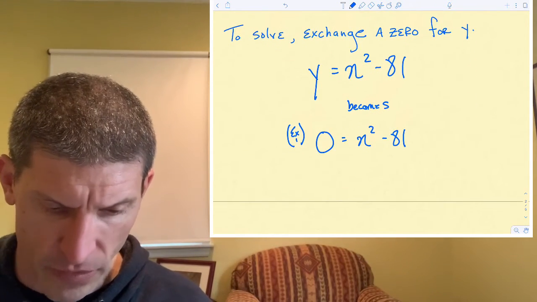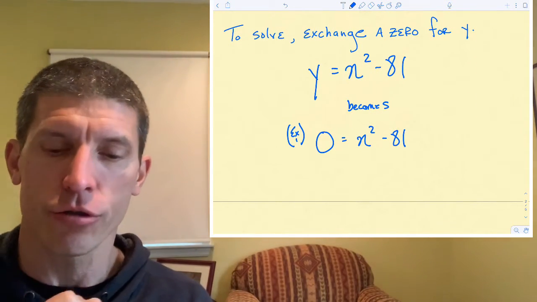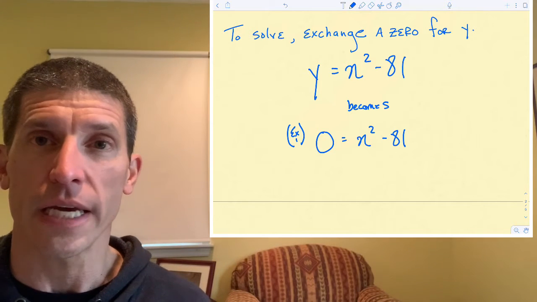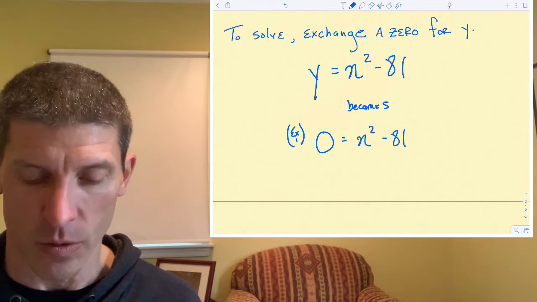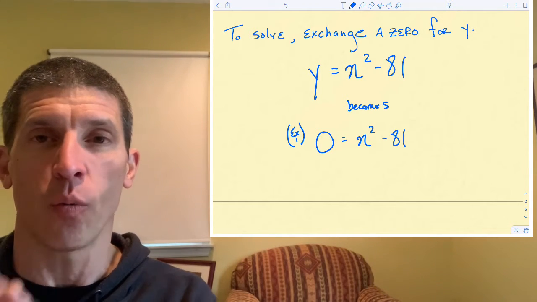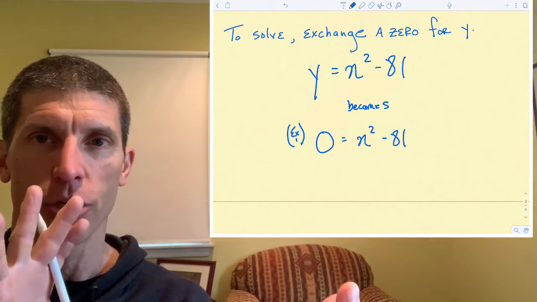So check this out. To solve or to find zeros or to find roots, all you're going to do is take the equation that they give you. In this one, y equals n squared minus 81. And we're going to swap out the y with a 0. We're simply going to trade them out.